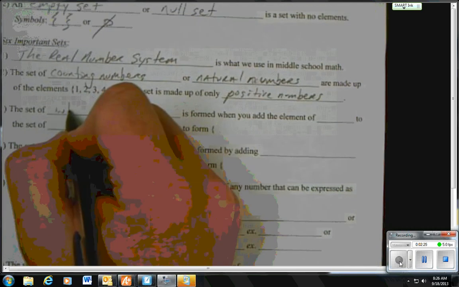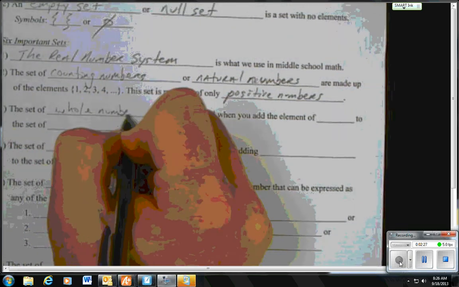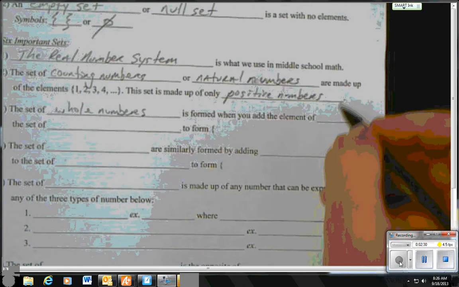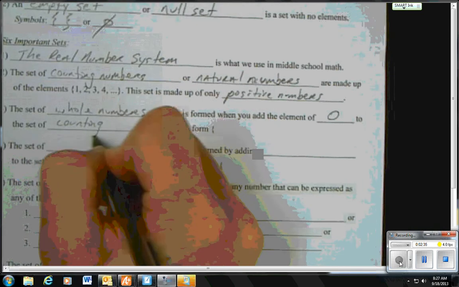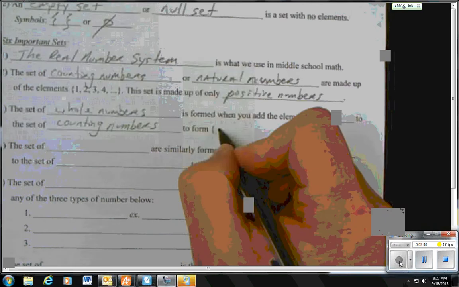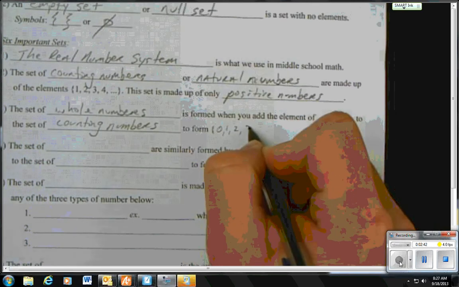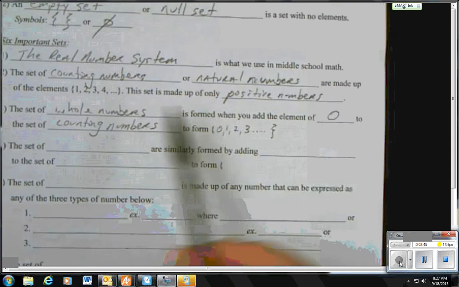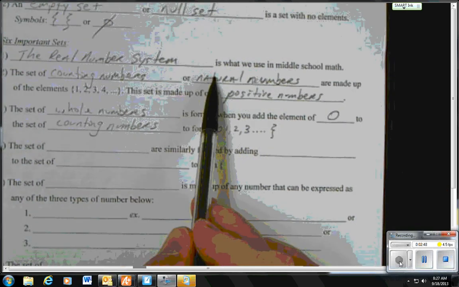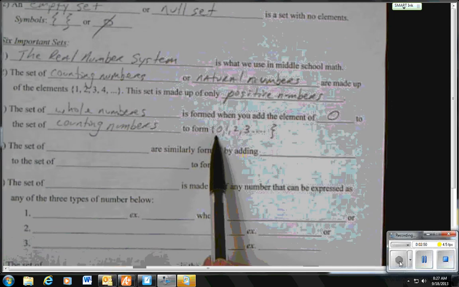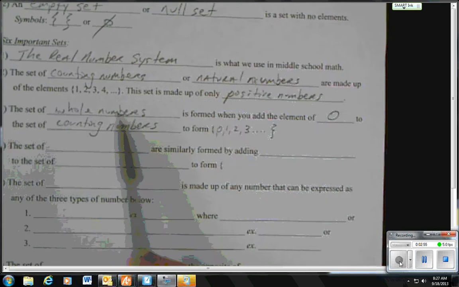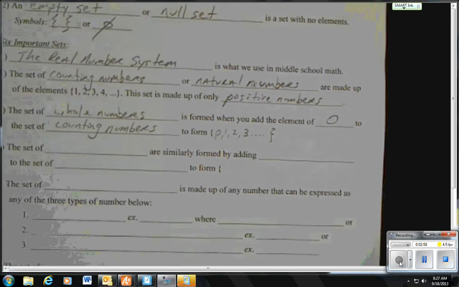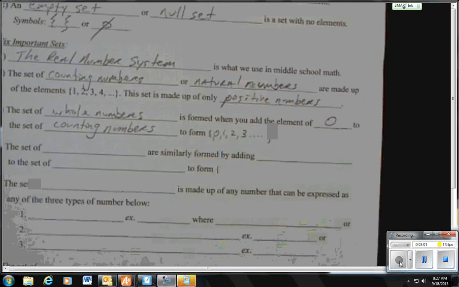The set of whole numbers is formed when you add the element of 0 to the set of counting numbers, and you see our brace there, so we're forming 0, 1, 2, 3, on and on. So the only difference between counting or natural numbers and whole numbers is you're adding the number 0. 0 is not a counting or natural number, but 0 is a whole number. So whole numbers, again, cannot be any decimals, no fractions, no negatives.